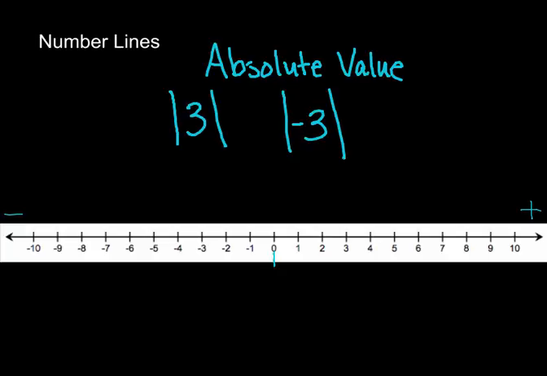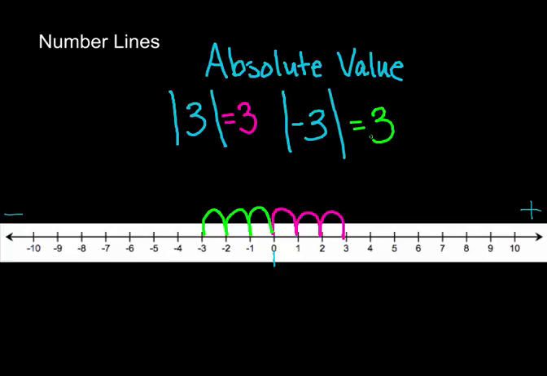So let's start with the absolute value of 3. The absolute value of 3, I'm going to start at 0 and figure out how many steps would it take me to get to +3. That's 1, 2, 3. So the absolute value of +3 is 3. Now for -3, I'm going to also start at 0. And I want to know how many steps will it take me to get to -3. That's 1, 2, 3 steps. Which means that the absolute value of -3 is also 3.